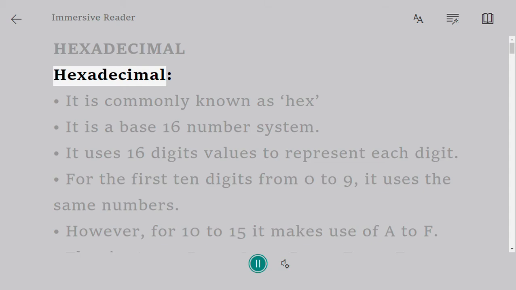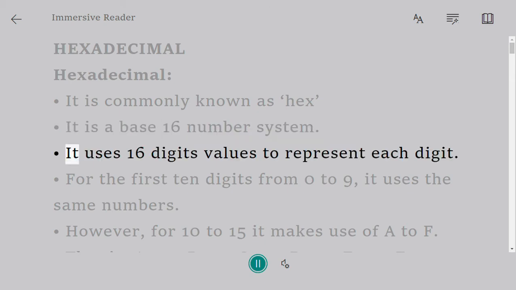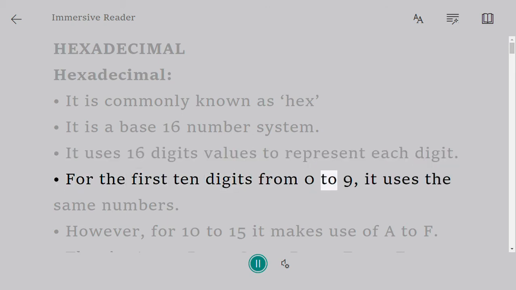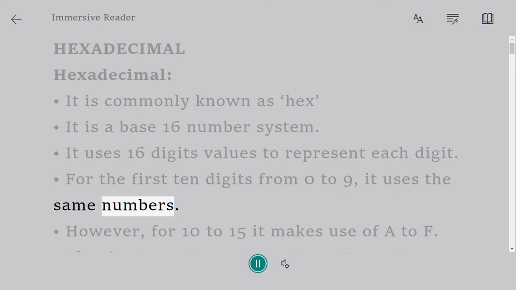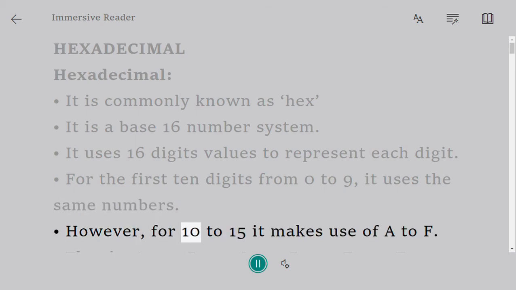Hexadecimal, commonly known as hex, is a base 16 number system. It uses 16 digit values to represent each digit. For the first 10 digits, from 0 to 9, it uses the same numbers. However, for 10 to 15 it makes use of A to F.